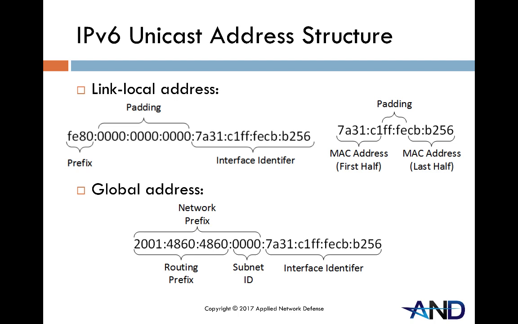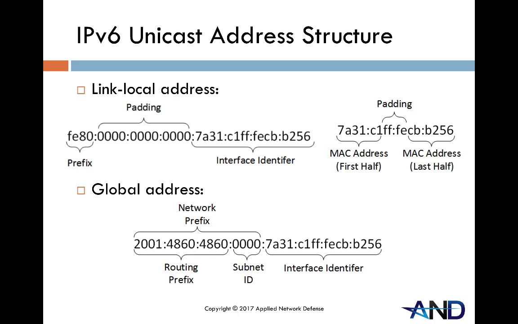Now, the next 16 bits are the subnet ID, which can be used for hierarchical addressing, similar to the network mask portion of an IPv4 address. The same type of thing is going on here. And the final 64 bits are used for the interface ID, just the same as the link local address. So that's the unique identifier for the interface that the address is bound to.